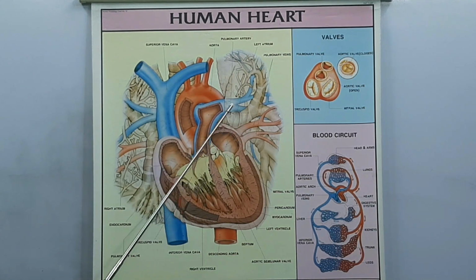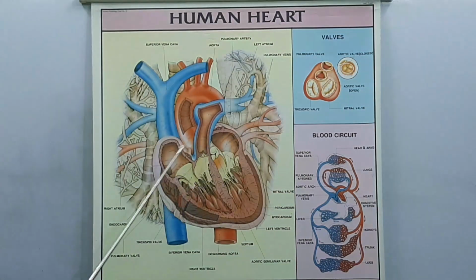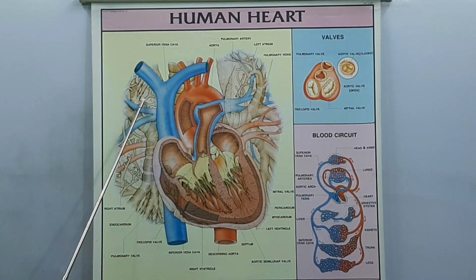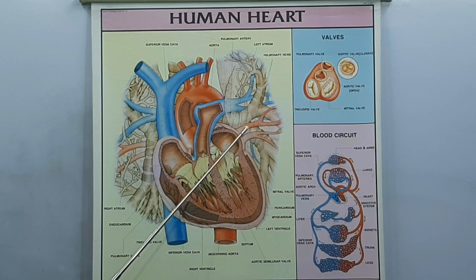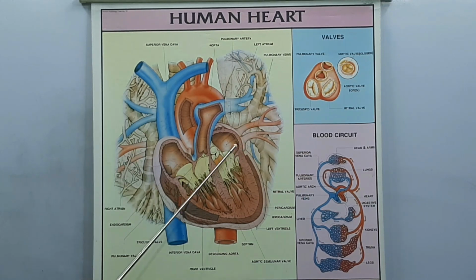Here these two structures, the pulmonary artery and pulmonary vein, are exceptional because the pulmonary artery carries deoxygenated blood, whereas all the other arteries carry oxygenated blood. And the pulmonary vein carries oxygenated blood, and again it is exceptional because all other veins carry deoxygenated blood. So after oxygenation in the lungs, oxygenated blood is carried by this pulmonary vein to the left auricle.